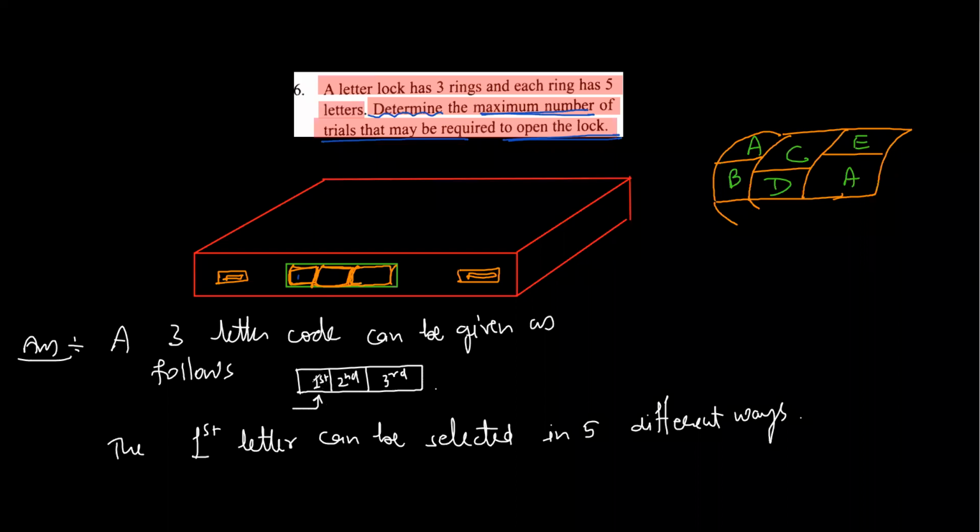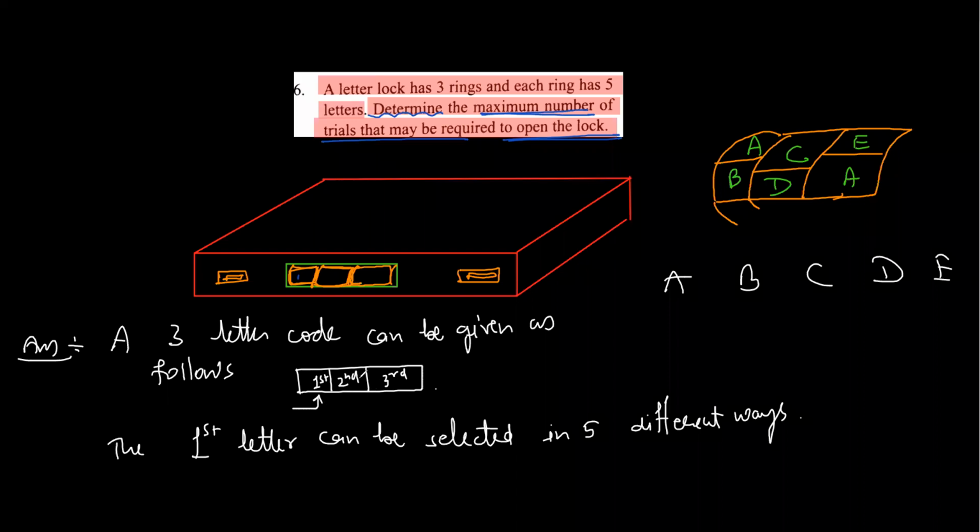After selecting the first letter, you have A, B, C, D, E. So from five, you can select any one for the first letter. Now you are going for the second letter, that is the letter in the second ring.